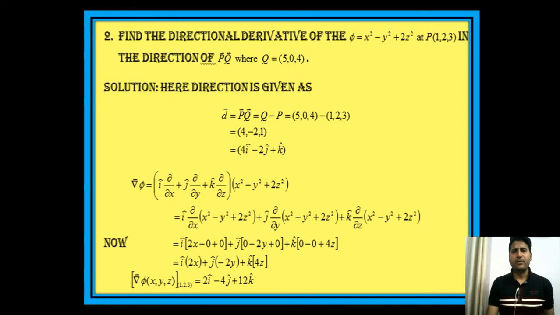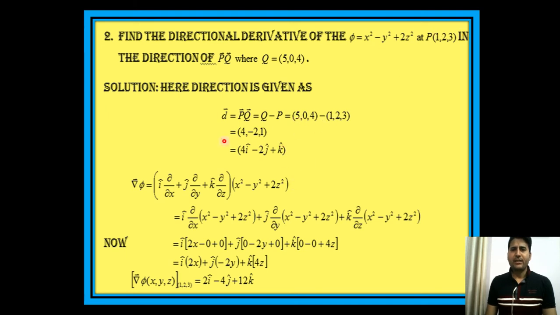Let us see one more problem. Now this time they have given this surface, and we must find the directional derivative of this surface at the point P in the direction of PQ. Here the vector is not given, they have given PQ as the direction, when P and Q are given in terms of points. So firstly we will find d. d is given as the PQ direction, and it should be Q minus P. Q is (5, 0, 4) minus (1, 2, 3), that is P.